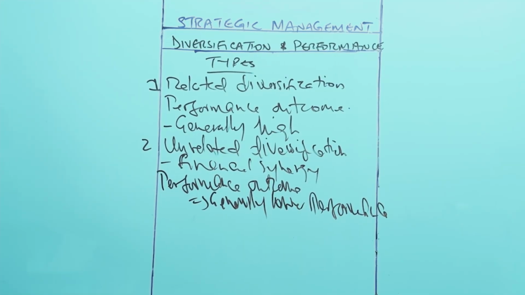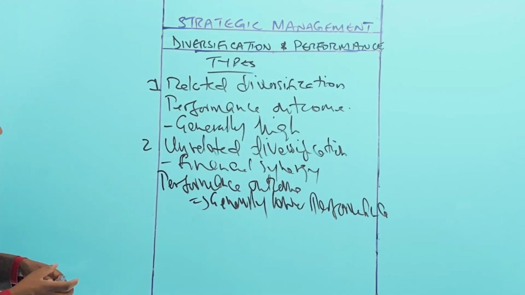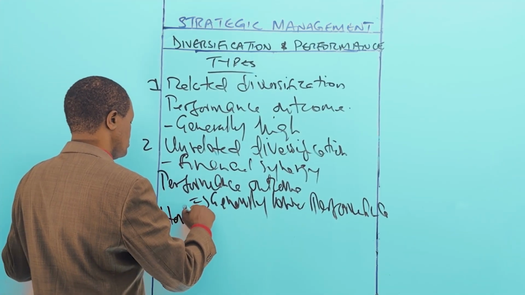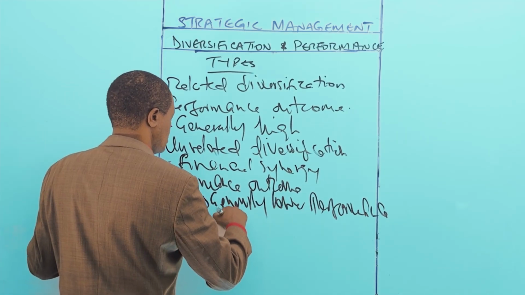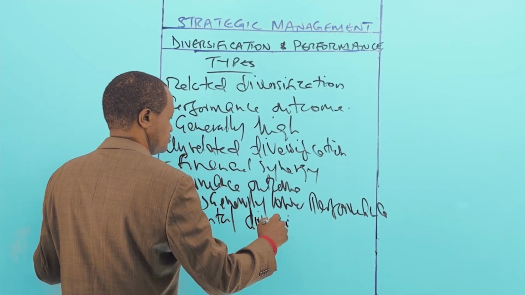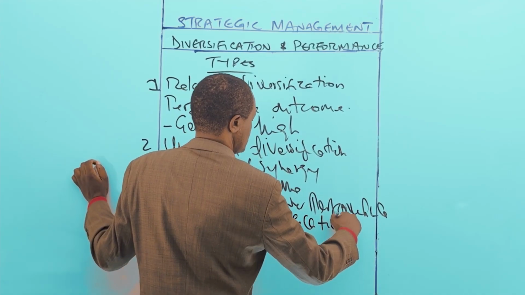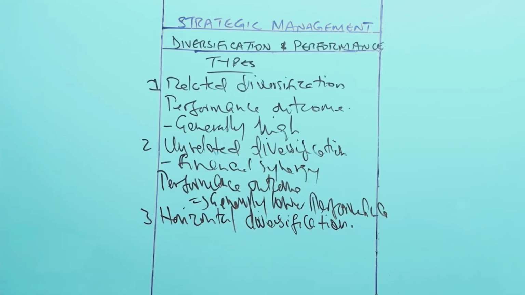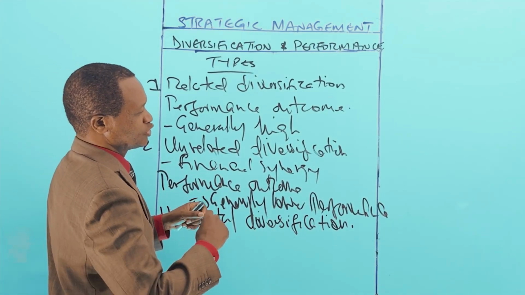All right? Then number 3, we have horizontal diversification. Horizontal diversification. The firm adds a new product or products or services that are technologically unrelated to its current products, but appeal to the current customer base.